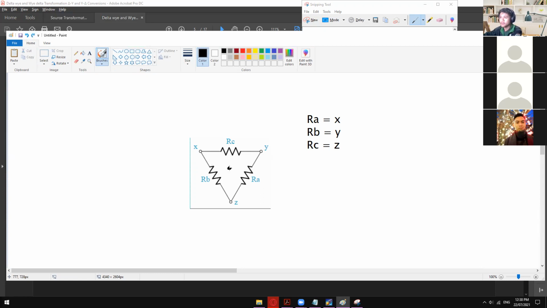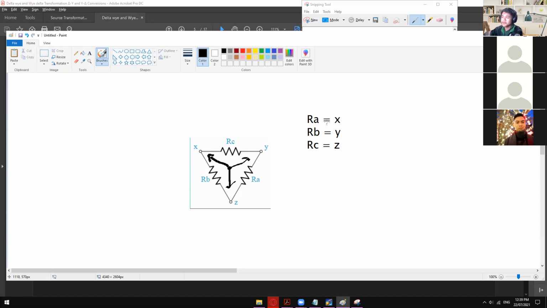So we have a node right here, an additional node for Y configuration, right? So this will form a Y configuration. So parang ganun. RC going to Z, RA going to X, and then RB going to Y. Okay, so are we clear with that one? Yes, sir. Okay, one more thing.